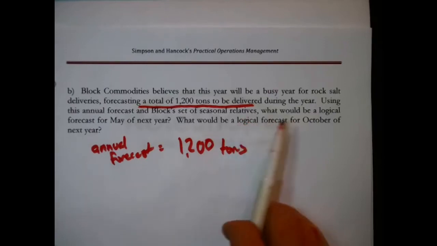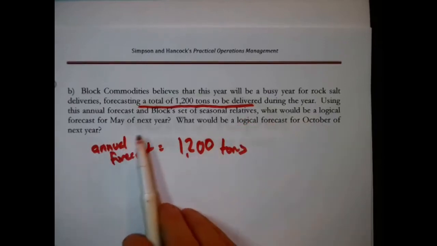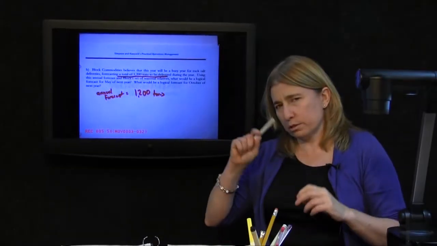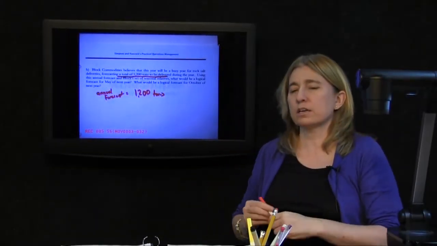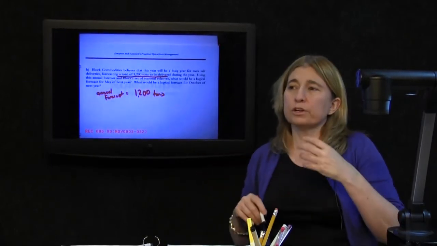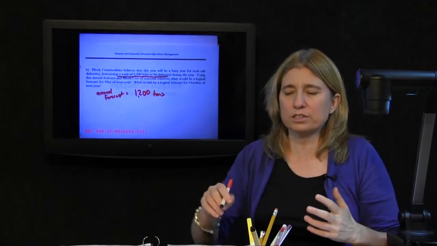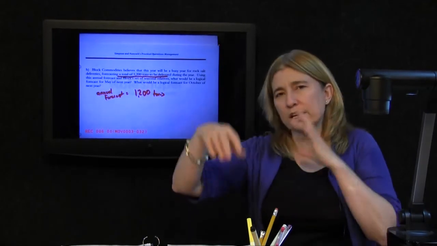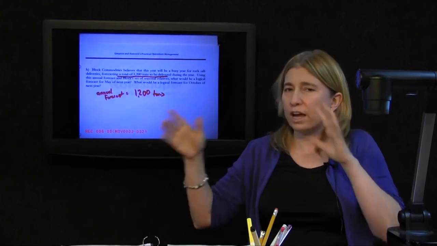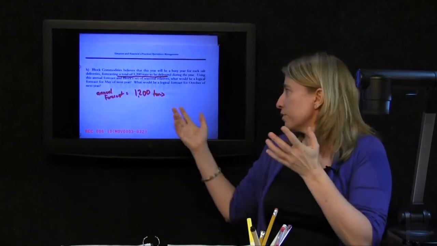Using this annual forecast and their set of seasonal relatives, which we have calculated some but not all, what would be a logical forecast for May of next year? This part of the scenario is asking us to use their seasonal relatives to seasonalize data, because when you seasonalize data, what you're usually doing is taking a larger forecast and trying to break it down among the seasons.